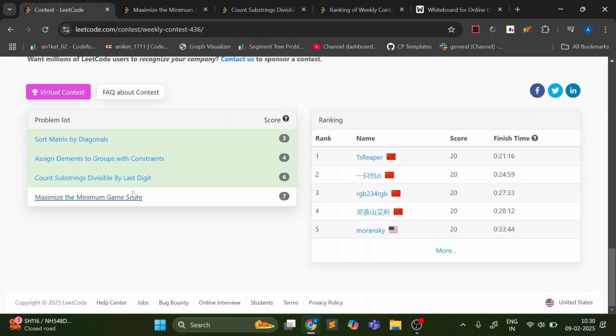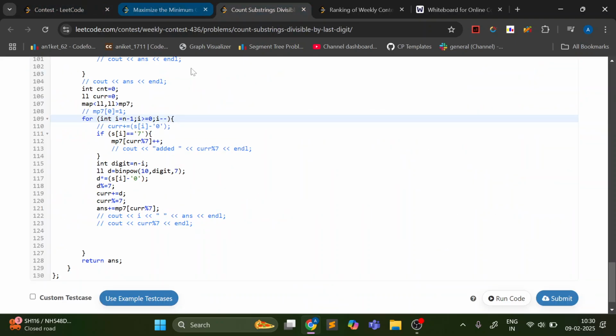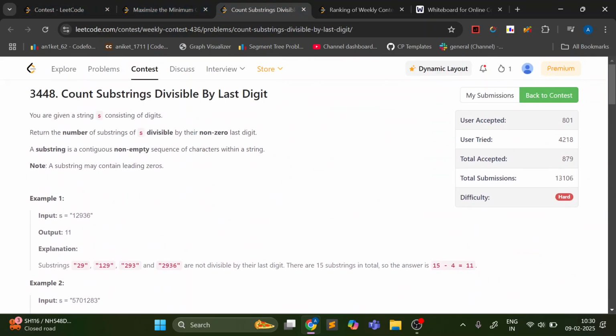This was a good contest, I would say. The third problem is not that standard, so there are very few solves for this. So this was a good contest, I would say.